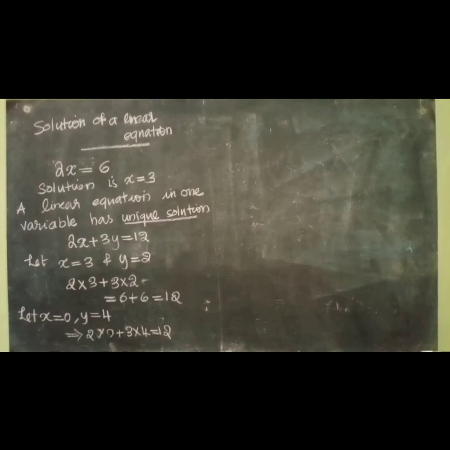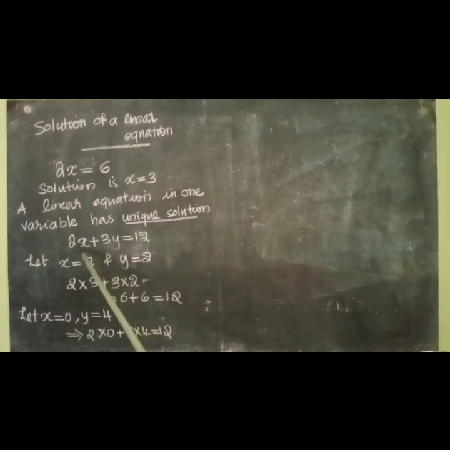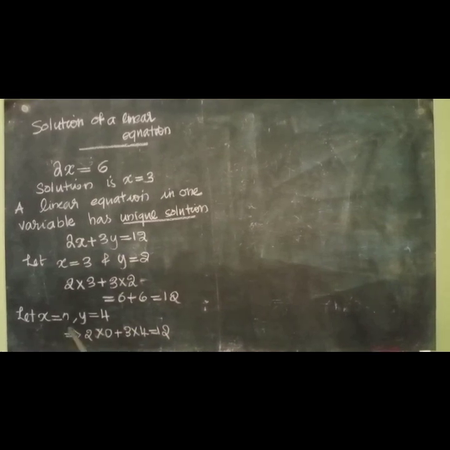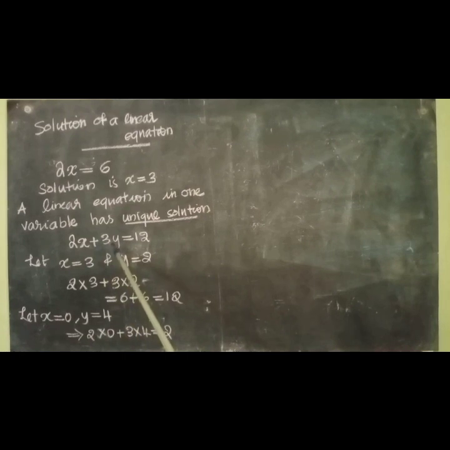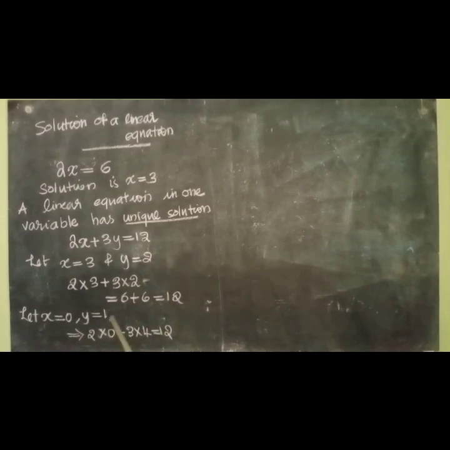Now consider x equal to 0 and y equal to 4. If we give x equal to 0 and y equal to 4 in this equation, we get 2 into 0 plus 3 into 4. So x equal to 0 and y equal to 4 is also another solution. x equal to 3, y equal to 2 is a solution. x equal to 0, y equal to 4 is another solution. So only two solutions? Let us check once again.